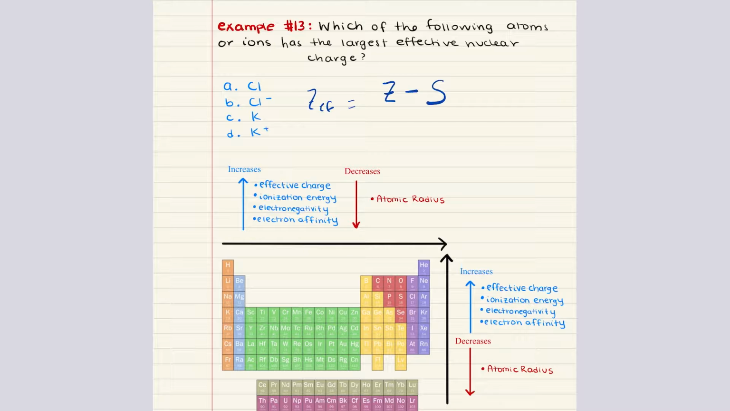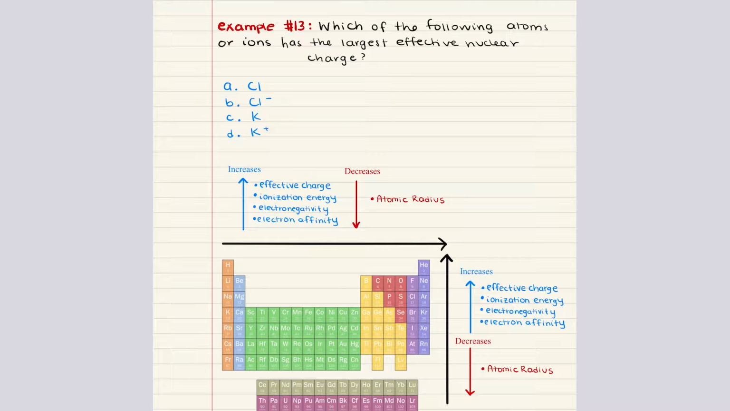Z is the atomic number, the total number of protons. S is the shielding constant, which is approximated by the number of core electrons. We can make that approximation here, and it will hold. So what we want to do then is evaluate each option and figure out the effective nuclear charge approximately for each ion. Our first option here is the chlorine atom.